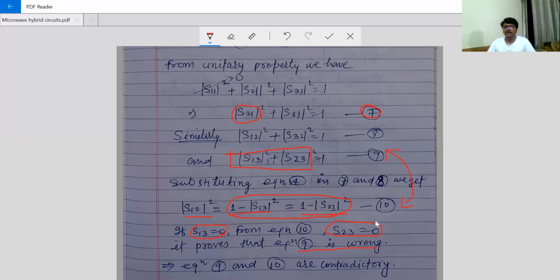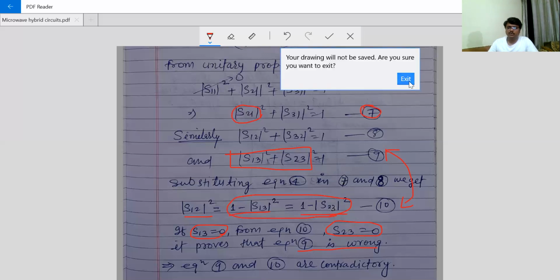Equation 10 tells S13 will be equal to 0 and S23 will be equal to 0. And equation 9 tells that the summation of the square of the magnitude of these two terms will be equal to 1. So these two are contradictory. If we put these two values here, it will become 0, but equation 9 says it must be equal to 1. So 9 and 10 are contradictory, and we will go further.